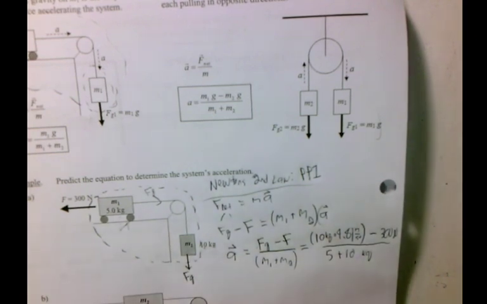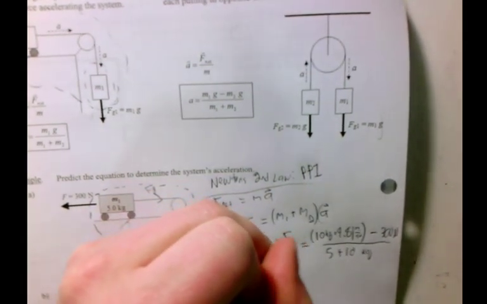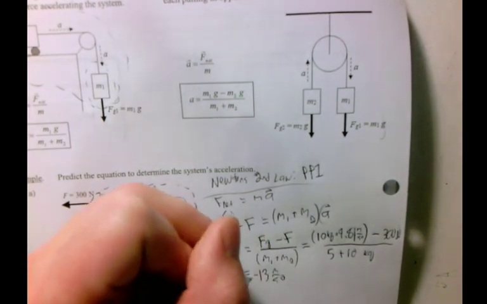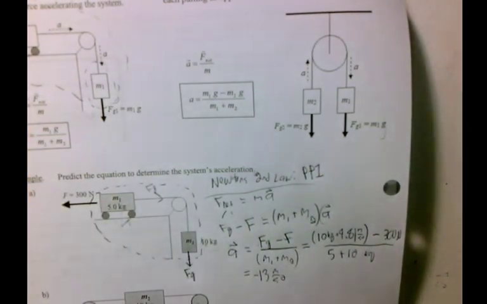Right, and now we can actually numerically calculate what we got as 13 meters per second squared. Right, so we don't know what direction that's headed in until we take a look at our sign. So the force of gravity is going to be 10 times 9.81, which is 98.1.